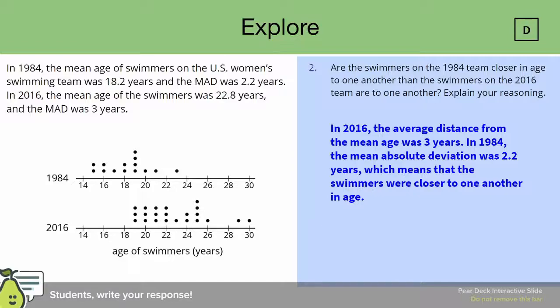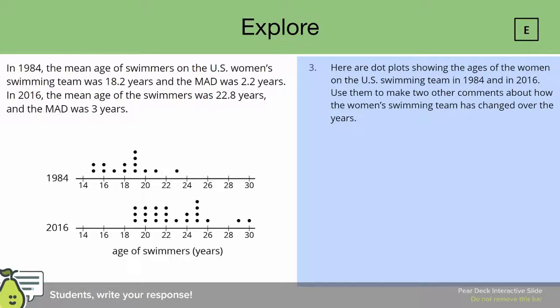All right, with that said, let's take a look at the next one. Explore Part E. All right, so please pause the video, read the third one to yourself, think about it, and then we will do it together. All right, welcome back. Let's read number 3 together. It says, here are dot plots showing the ages of women on the U.S. swimming team in 1984 and in 2016. Use them to make 2 other comments about how the women's swimming team has changed over the years.